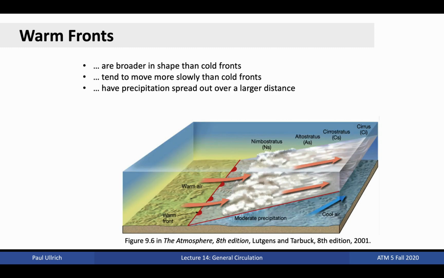Warm fronts, on the other hand, tend to be more wedge-shaped, as the cold air is more dense and hence harder to push aside. The warm air is more buoyant than the cold air, and so rises gradually above it. This produces a long cloud deck at varying altitudes, consisting of nimbostratus clouds at the lowest elevation, altostratus in the mid-troposphere, and cirrostratus and cirrus clouds at altitude. These fronts tend to be broader in shape than cold fronts and move more slowly, with precipitation spread over a larger distance.